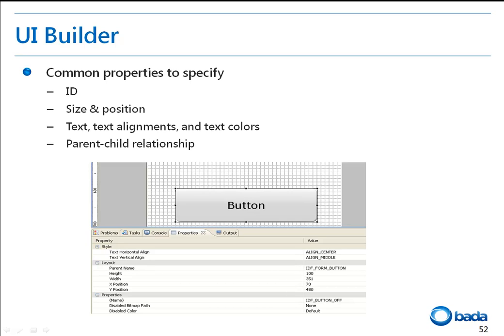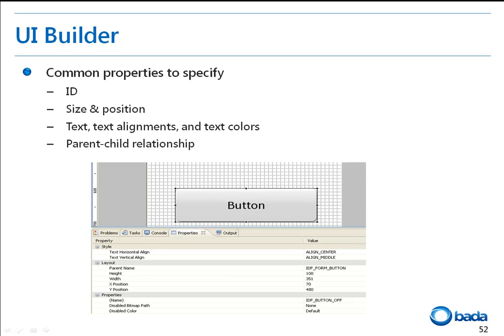The first one is the object ID. This ID is an important property for accessing the control from within the source code. You can define the size and position of the control on a form, as well as the text, text alignment, and text color. In addition, you can define the parent-child relationship.